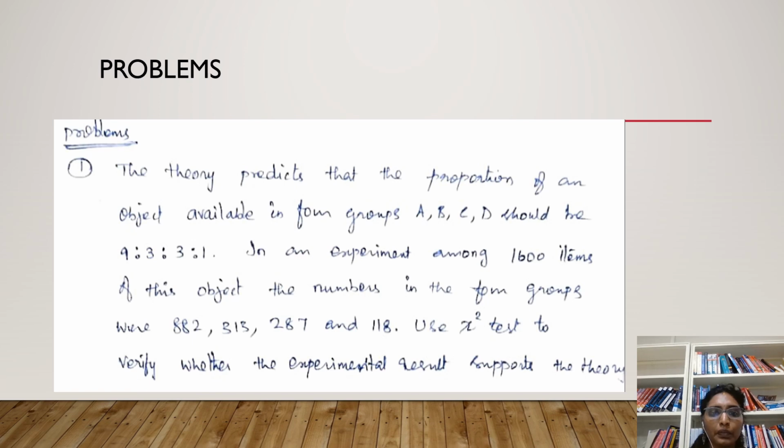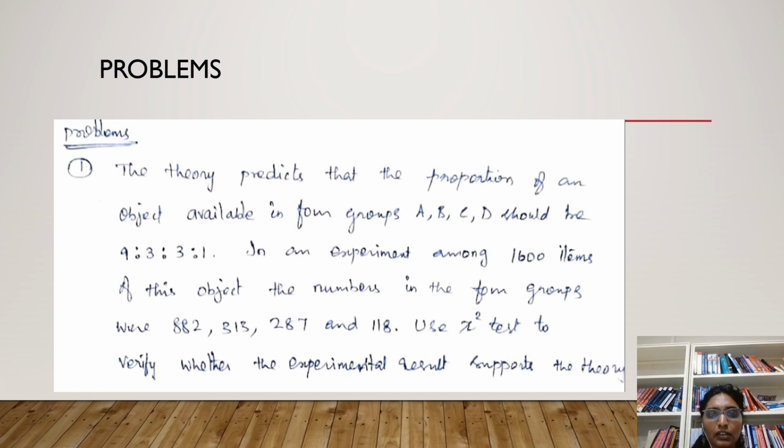The first problem: the theory predicts that the proportion of an object available in four groups A, B, C, D should be 9 is to 3 is to 3 is to 1. In an experiment among 1600 items of this object, the numbers in the four groups were 882, 313, 287 and 118. Using the chi-square test, verify whether the experimental result supports the theory or not.